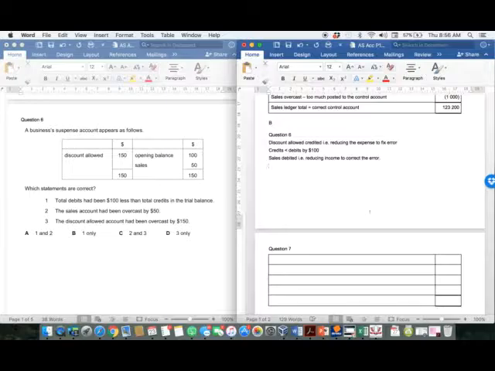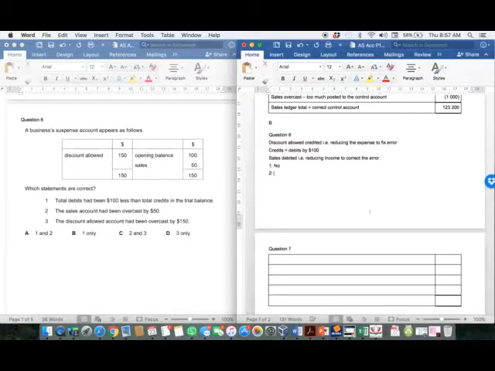So now let's go and have a look at the suggestions that they've given us. Number 1 says the total debits had been $100 less than the total credits in the trial balance. Now, if you have a look, we've already figured out that the credits were smaller than the debits, not the other way around. So the answer is no, because it does not work with this that we figured out.